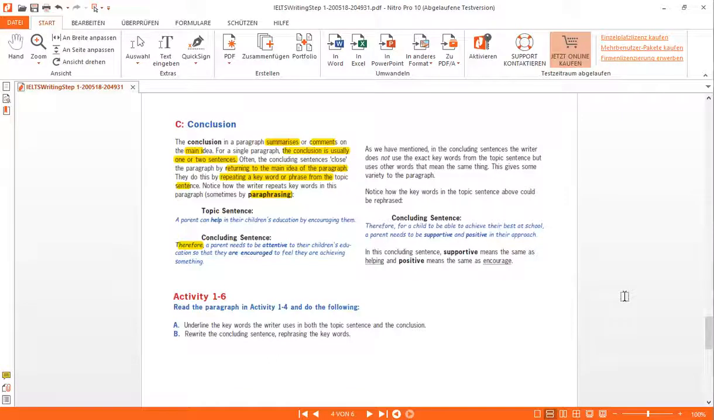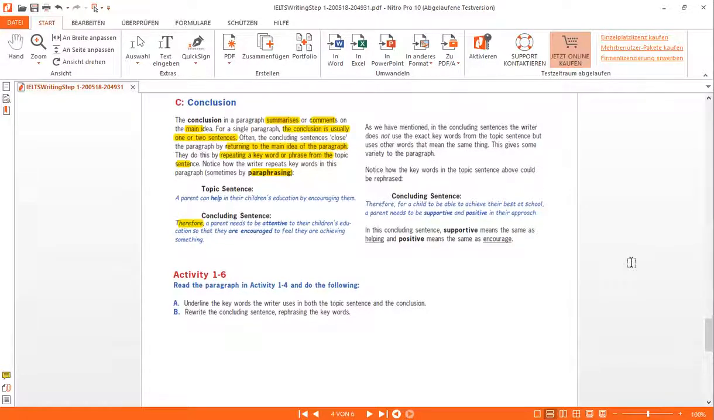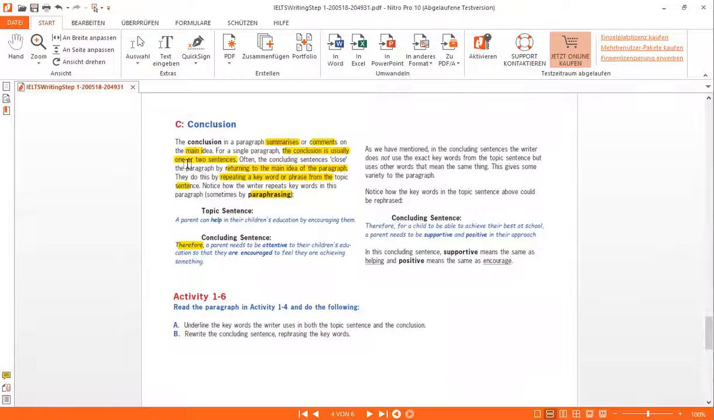In the last section of our video session today, we are looking at the conclusion. So the conclusion is very short. It's typically one or two sentences. So please don't have three sentences for a conclusion. In fact, I would recommend one sentence, okay, to not make it too long, but maximum two sentences. So there are two ways the conclusion can go. The conclusion can summarize the main idea, so it's a summary or a comment.